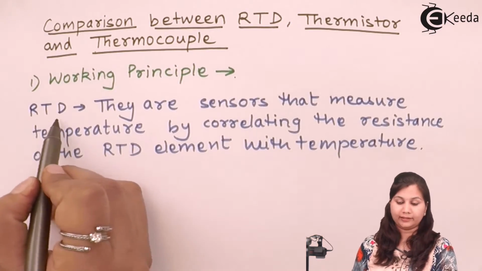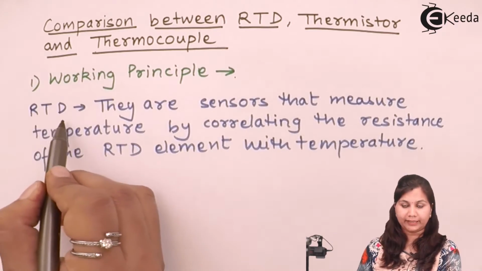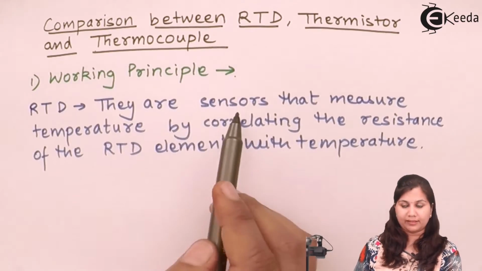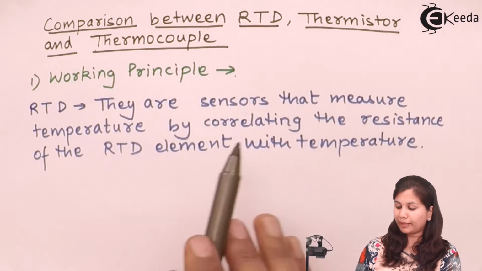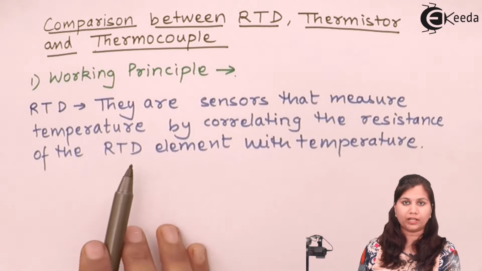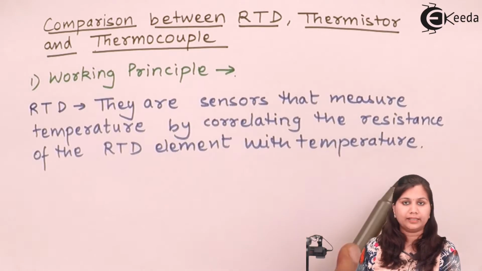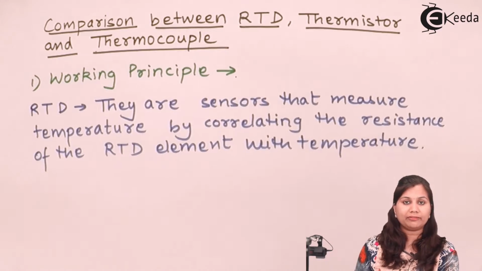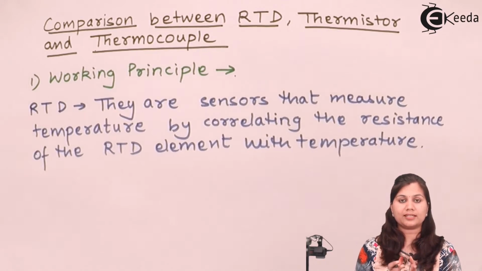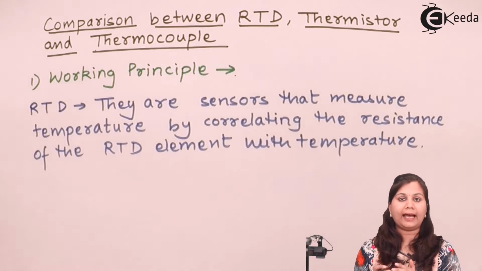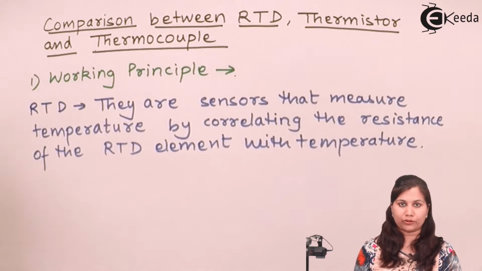RTD, or resistance temperature detectors, are a type of sensor which measures temperature by correlating the resistance of the RTD element with the temperature. Now, if we define resistance, resistance is the property of a material which opposes the flow of current, and current is the flow of electrons.